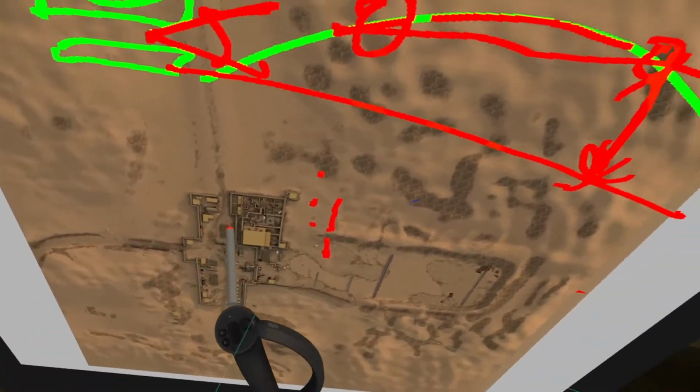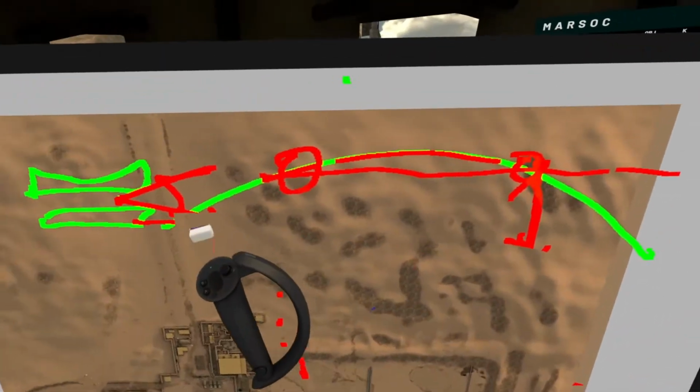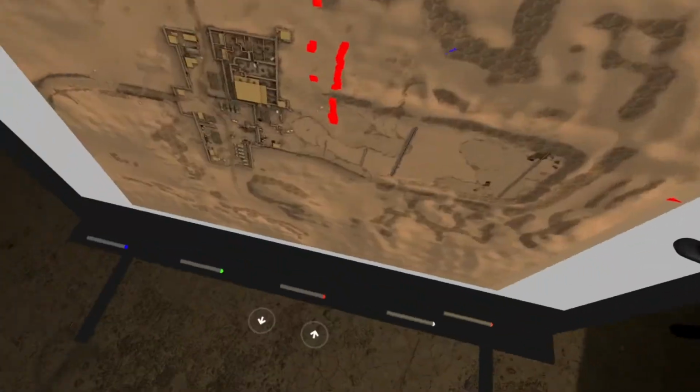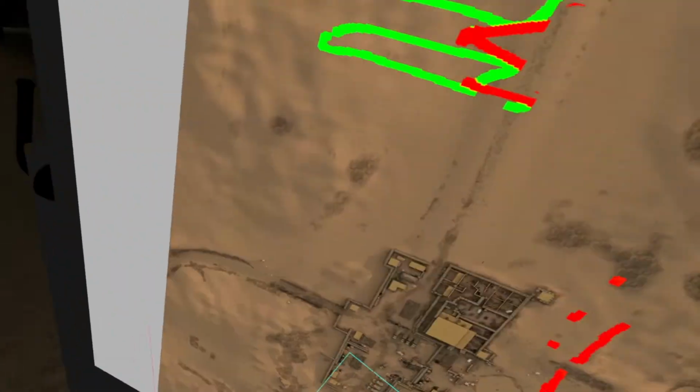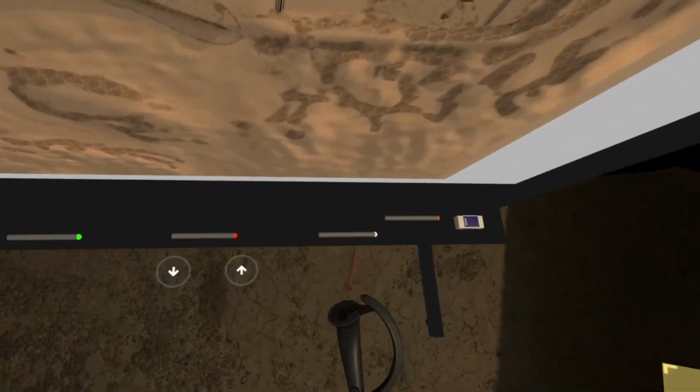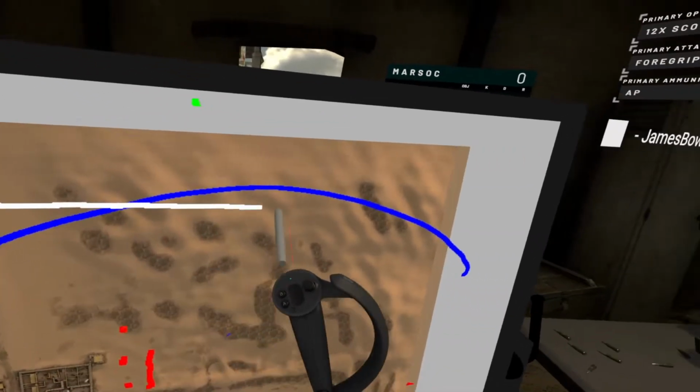So if you do have proper bullet trajectory, your bullet trajectory will be something like that, and as we said before, line of sight, something like that.